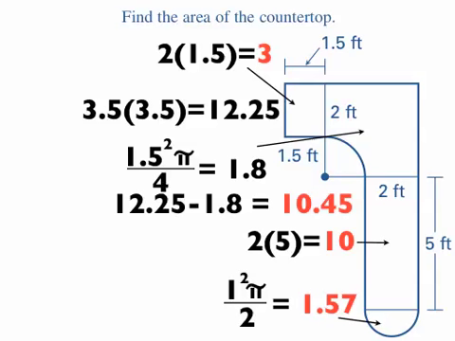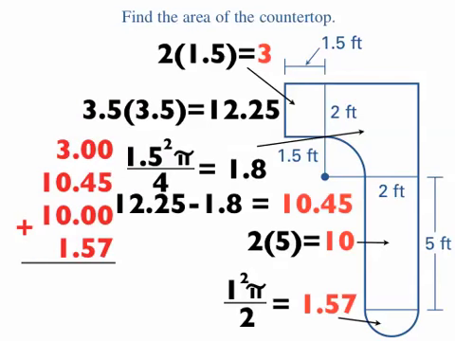So now to find the area of the entire countertop, I'm going to take all of these pieces and add them together. And when I do so, I get about 24.92 feet squared.